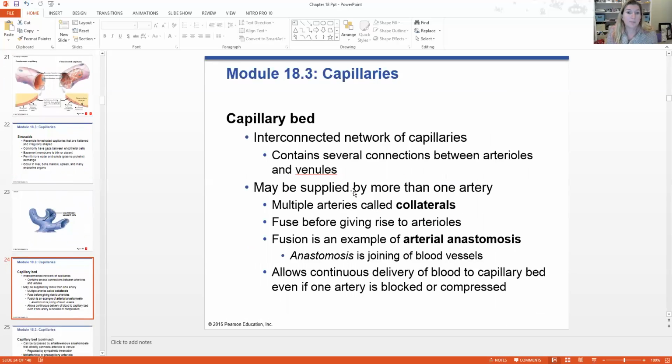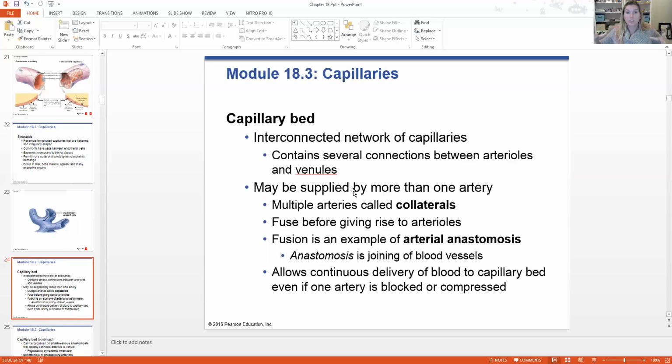So our capillaries are arranged in what we call a capillary bed. It's basically an interconnected network of all of these little cell tubes connecting together. So there's several connections between arterioles and venules. It's not just an arteriole leading to one tube then going to a venule. It's a whole network.